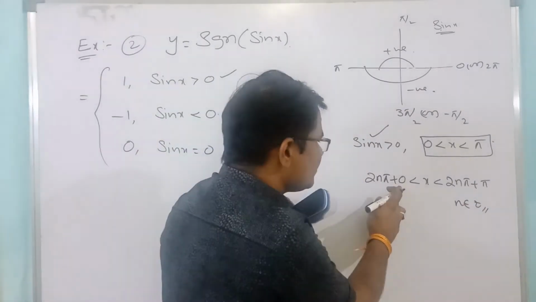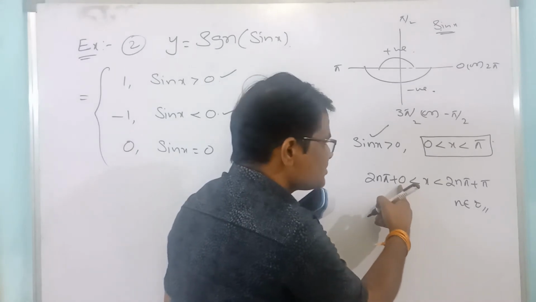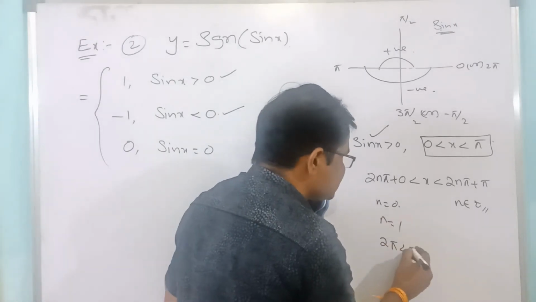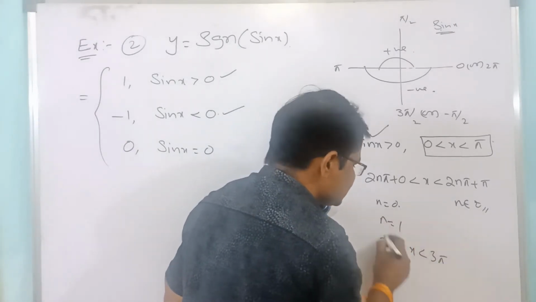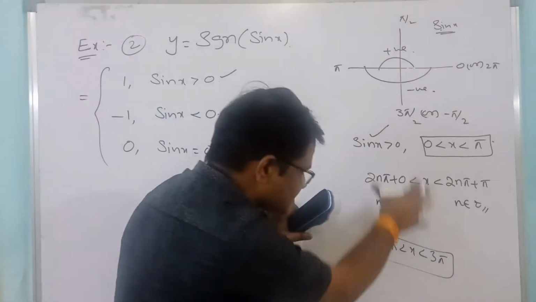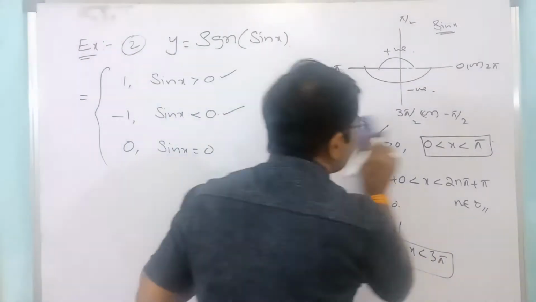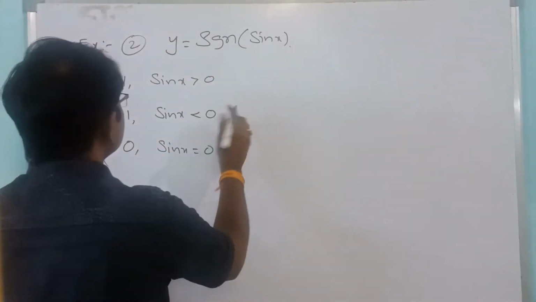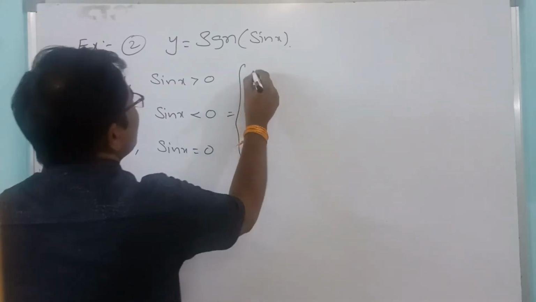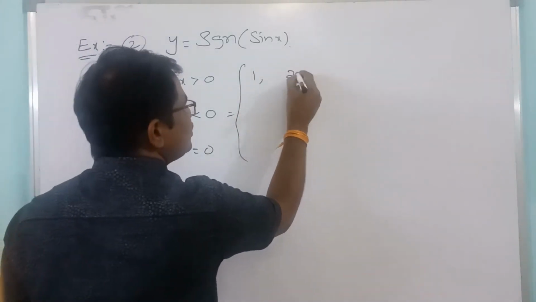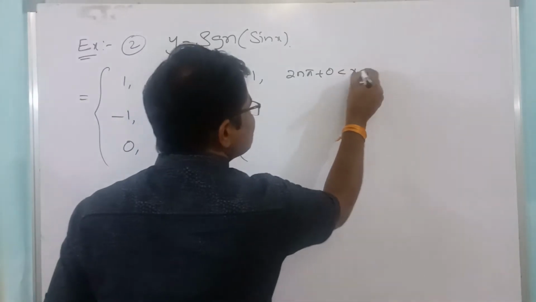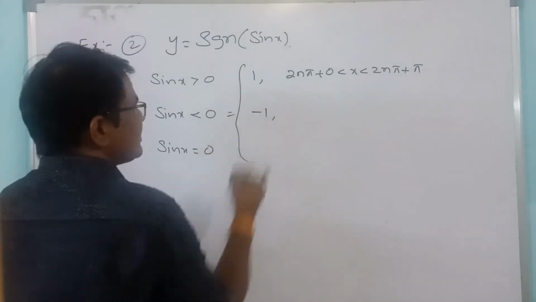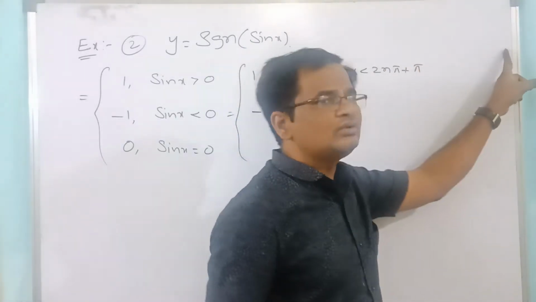If you take n equal to 0, we get 0 to pi. If you take n equal to 1, we get 2 pi less than x less than 3 pi. This interval also has sin x greater than 0. Like this you will get all the intervals. Now how to write it? It is 1 for 2n pi plus 0 less than x less than 2n pi plus pi. Next, minus 1 when sin x is less than 0, where pi to 2 pi.